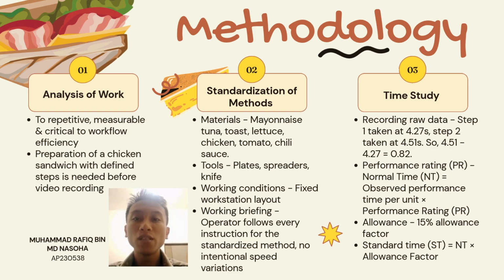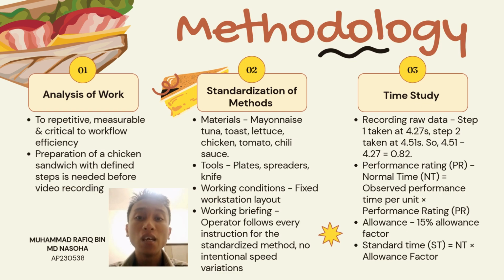Next, we move to the standardization of methods. This step ensures that the process is carried out under consistent conditions every time. We list all materials used, such as mayonnaise, tuna, toast, lettuce, chicken, tomatoes, and chili sauce, and the tools like a plate, spreader, and knife. We also fix the workstation layout to avoid any variation in movement or reach. Lastly, we briefed the operator to follow every instruction carefully and avoid any intentional speeding up or slowing down. This guarantees that our results are based on a standardized method.